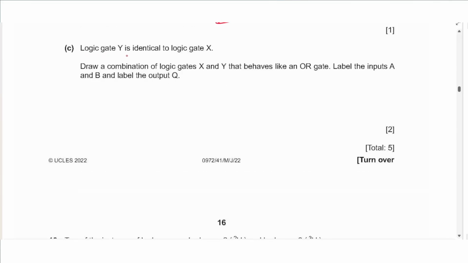Part C says logic gate Y is identical to logic gate X, so we have two of these. Draw a combination of logic gates X and Y that behaves like an OR gate, so we need to reverse the NOR gate. There is a trick about NOR gates or NAND gates. If you connect the two inputs, it acts as if it is a NOT gate. So we can connect the two inputs, make them one input, that's a NOT gate, and we have the NOR gate at the input. So now we have an OR gate. It also says label its inputs A and B, so these are A and B, and the output Q, so this is Q.